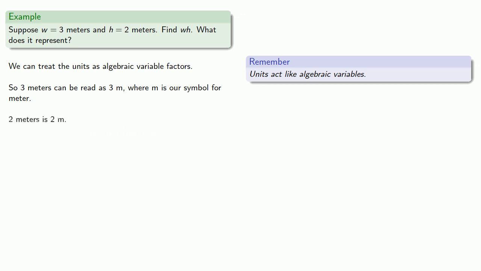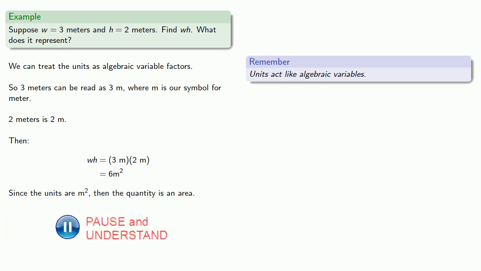2 meters is 2m, and so when I compute WH, that's really 3m times 2m. And if we multiply that out, we get 6m squared. Now we get the numerical part of our answer, 6, but we also get this unit part of our answer, m squared. And since the units are m squared, or square meters, then the quantity we find is an area.